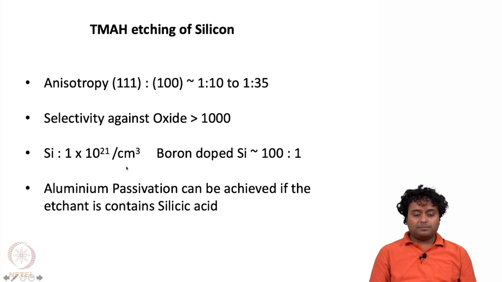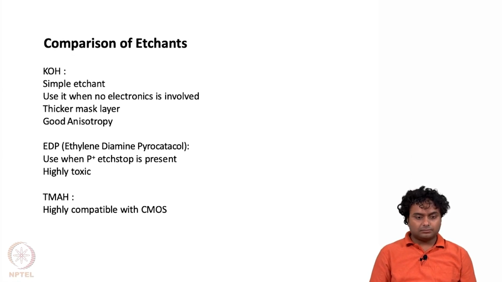Final thing is aluminum passivation. In some cases, after etching, the etched region needs to be passivated or protected. So if we add some amount of silicic acid to the TMAH, then we can get aluminum passivation in the region where it is etched.